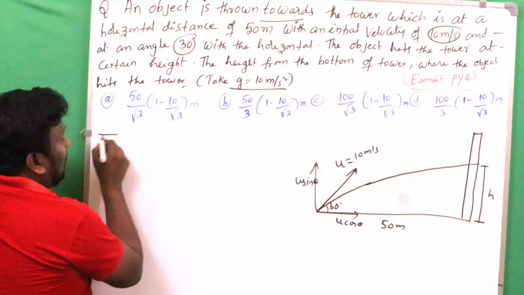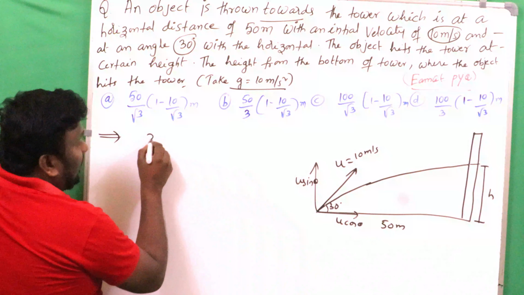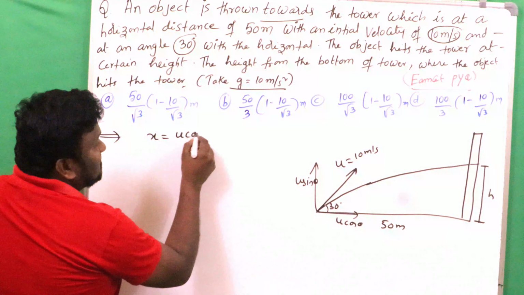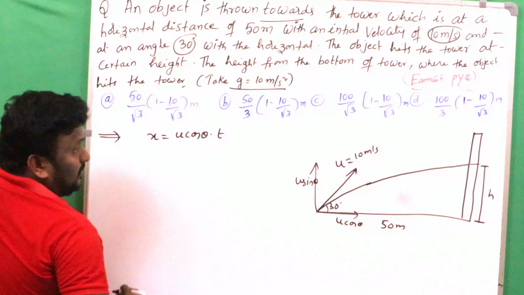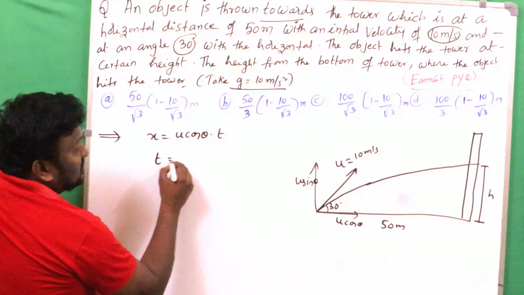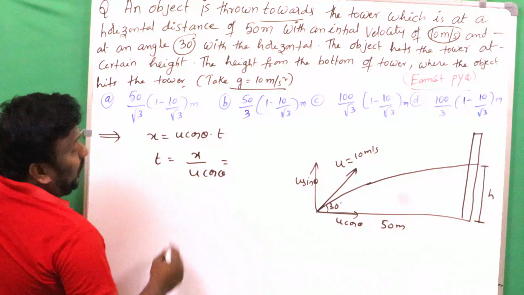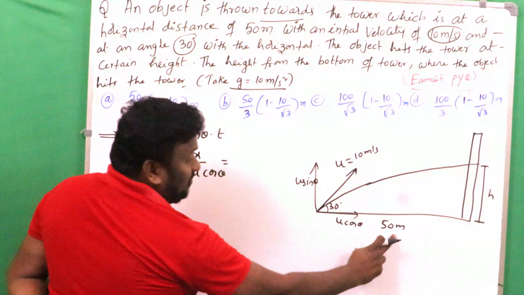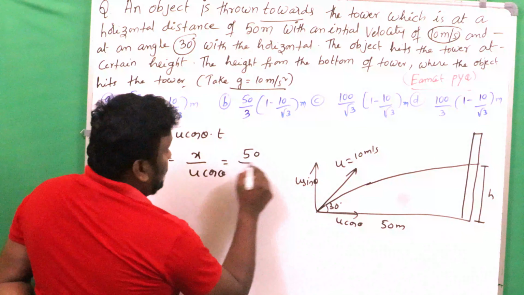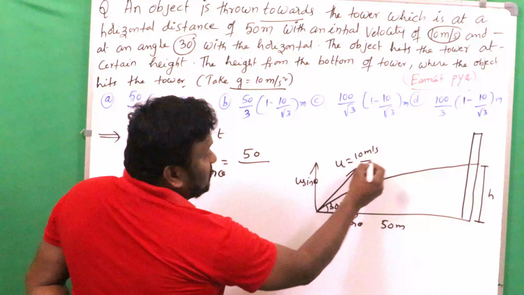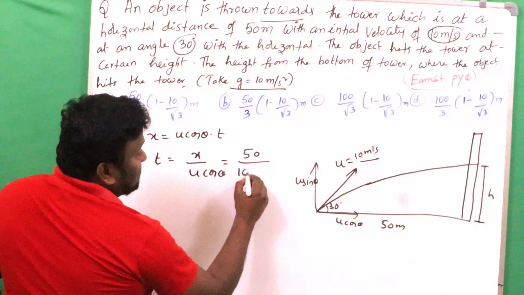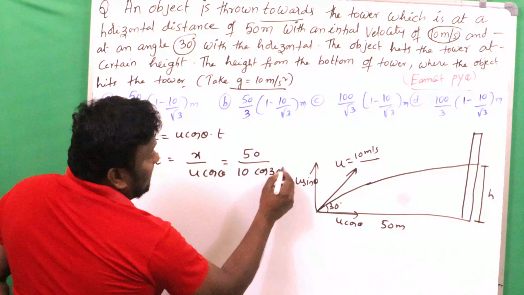So when it moves horizontally, what you can write is x is equals to u cos theta into t. From that we can write t is equals to x by u cos theta. So the horizontal distance is 50 meters, so 50 by u, which is 10 meter per second, into cos 30 degrees.